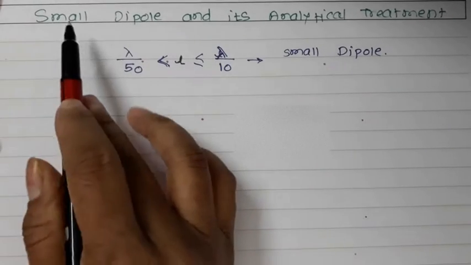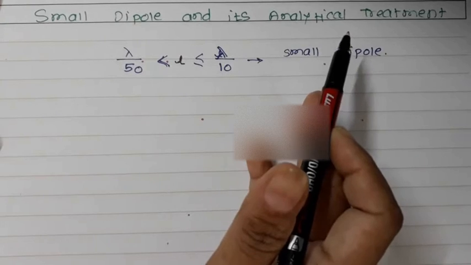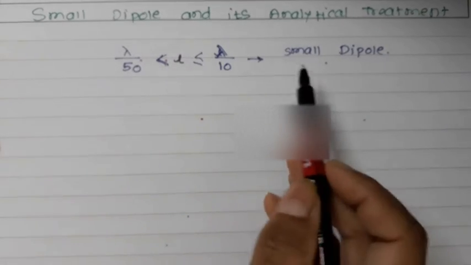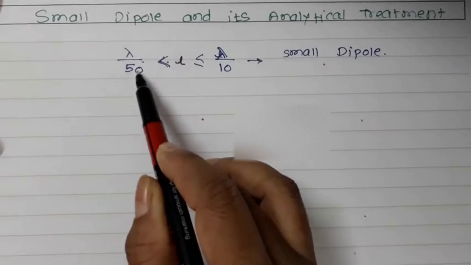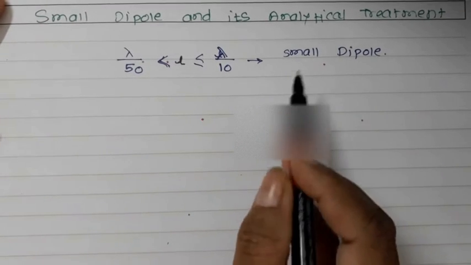Hello all, in today's session we are going to discuss the small dipole and its analytical treatment. A small dipole is a dipole whose length is greater than lambda by 50 but less than or equal to lambda by 10.